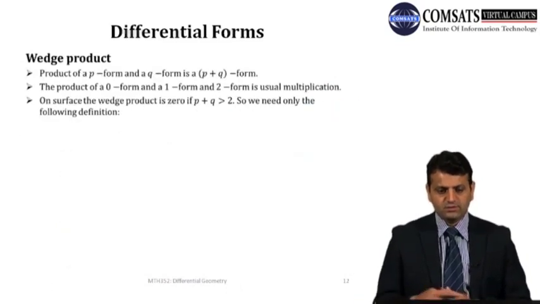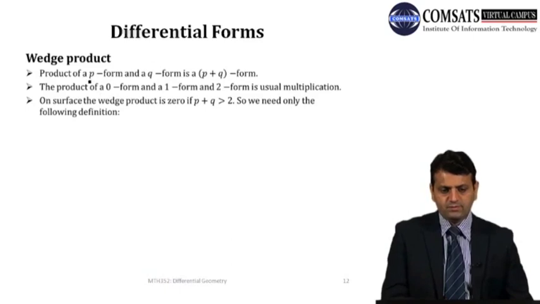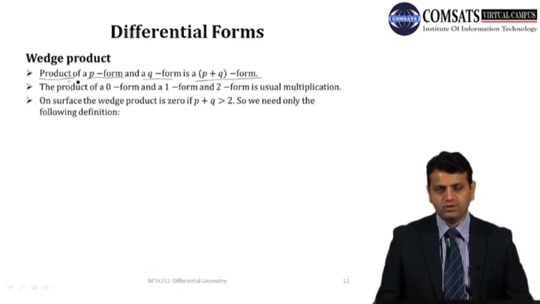So on surface, we have seen the product of a P form and a Q form is a P plus Q form. So what is this product? दिस इज़ नॉट जस्ट द यूजुअल प्रोडक्ट जिस तरह आप दो नंबर्स मल्टीप्लाई करते हैं या दो फंक्शंस मल्टीप्लाई करते हैं. दिस इज़ अ वेरी स्पेशल प्रोडक्ट एंड दिस इज़ द वेज प्रोडक्ट.